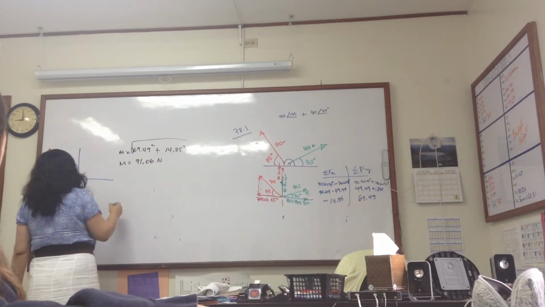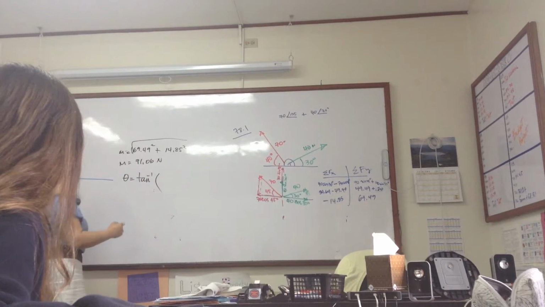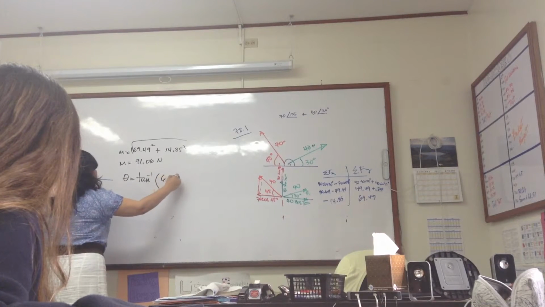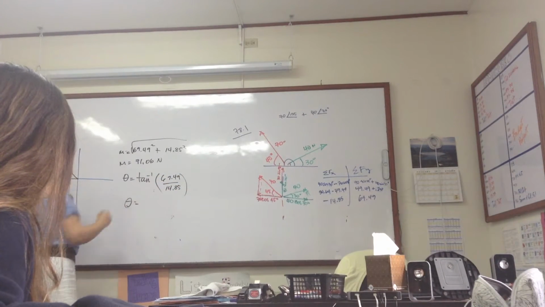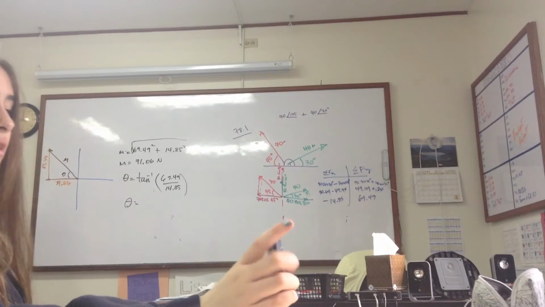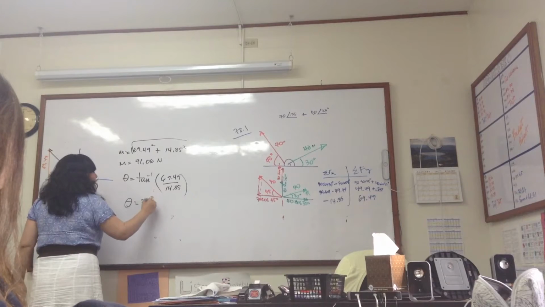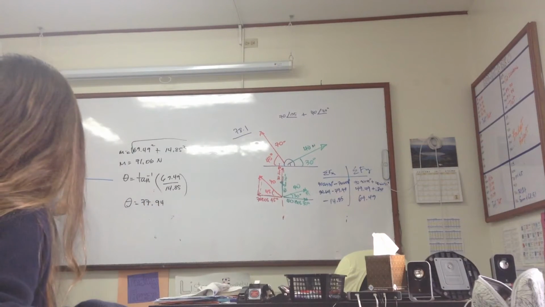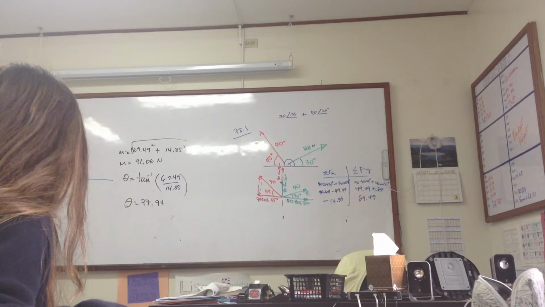71.06 newtons. Okay. And then the angle is going to be the inverse tangent, which is opposite over adjacent: 69.49 over 14.85. And that will be? 77.94. So I have 77.94, and 180 minus that.